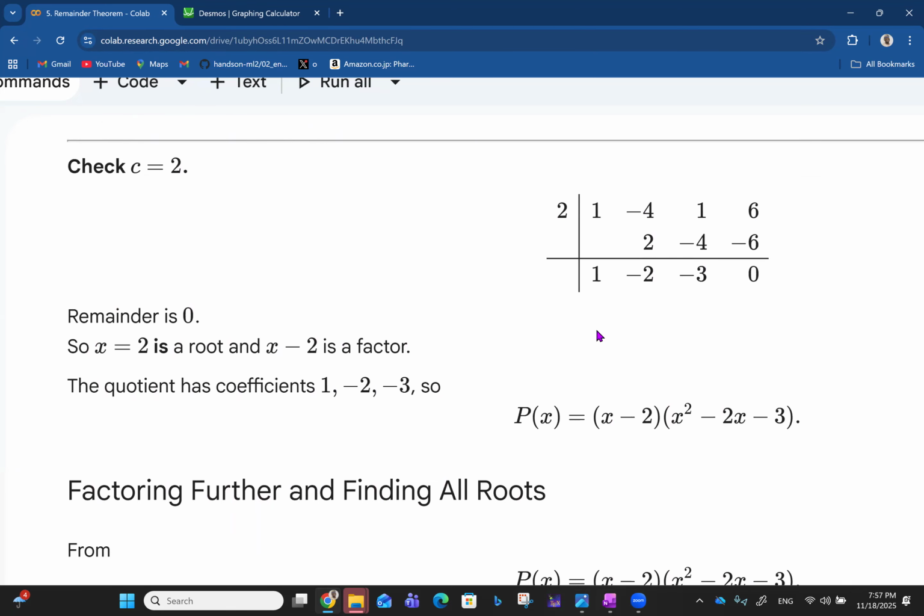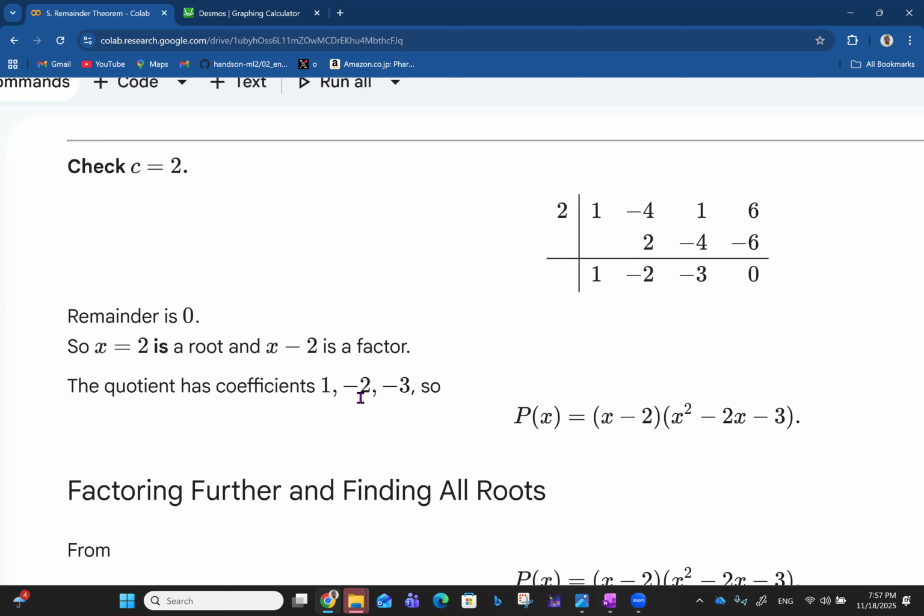So with 2, you have 1, then 2 times 1, 2, minus 4 plus 2, minus 2. Then 2 times minus 2 is minus 4, 1 minus 4 is minus 3. 2 times minus 3 is minus 6. 6 minus 6 is 0. Because you got 0 here, x equals 2 is a root, and x minus 2 is a factor. The remainder is 0.